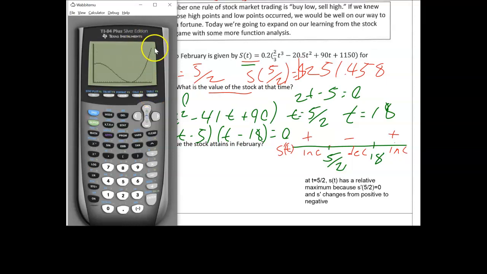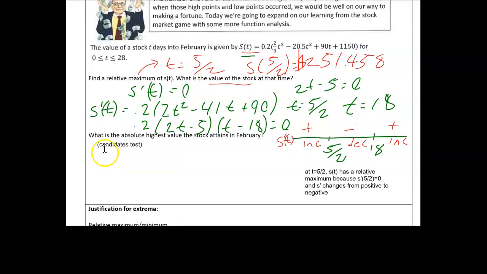And we can see, right, that the function takes its highest value here at the end of the time interval, right? So if I had used my relative maximum, my 5 halves, that would be over here. That would be wrong, right? If I sold my stock there, I'd be missing out on money because it actually is worth more at the end of the month.